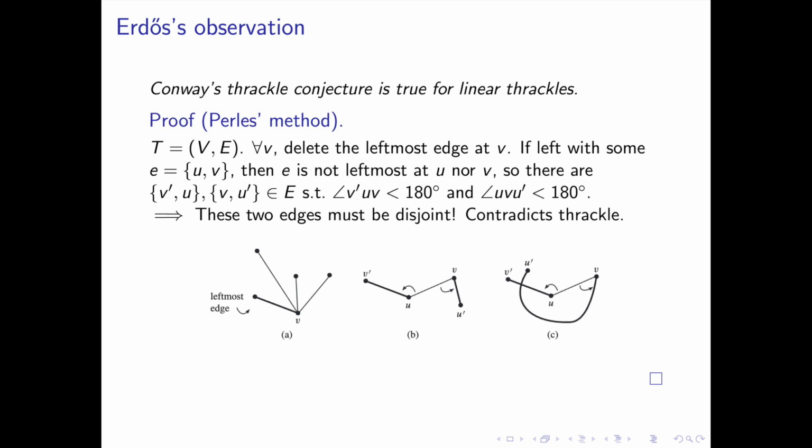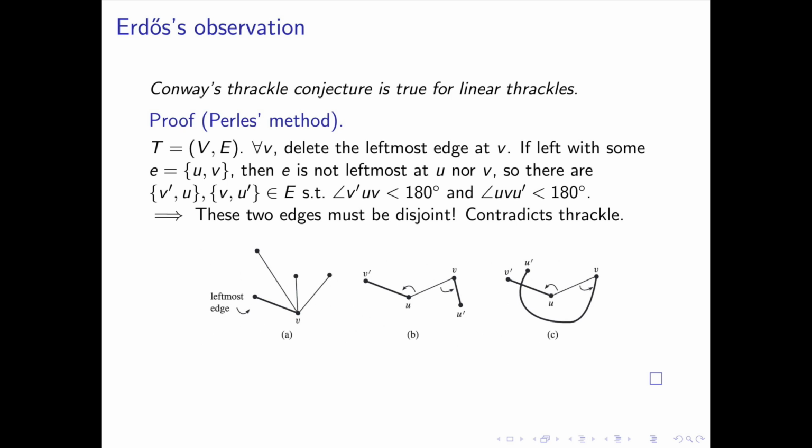You can convince yourself by looking at the graph that if V prime UV and UVU prime are both less than 180 degrees, then the edges V prime U and VU prime cannot intersect because they exist on opposite sides of UV. This contradicts the definition of a thrackle, which says that every pair of edges intersects exactly once. Take a look at part C of the figure, which demonstrates why this argument doesn't work for nonlinear thrackles. When we allow curved edges, any argument about angles goes out the window.